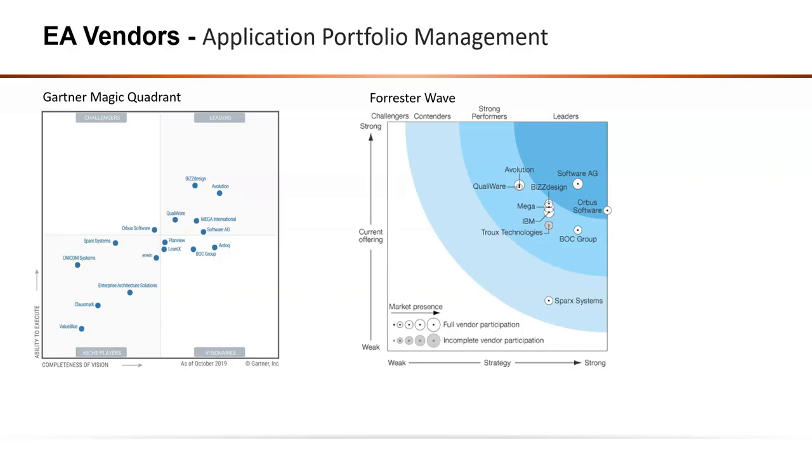So if someone wants to implement enterprise architecture for the first time and they want to maintain it properly, they need to have the right application for that. So that application is chosen by looking at the Gartner Magic Quadrant, or the Forrester Wave is another way of looking at who the leaders and strong performers, contenders and challengers are.